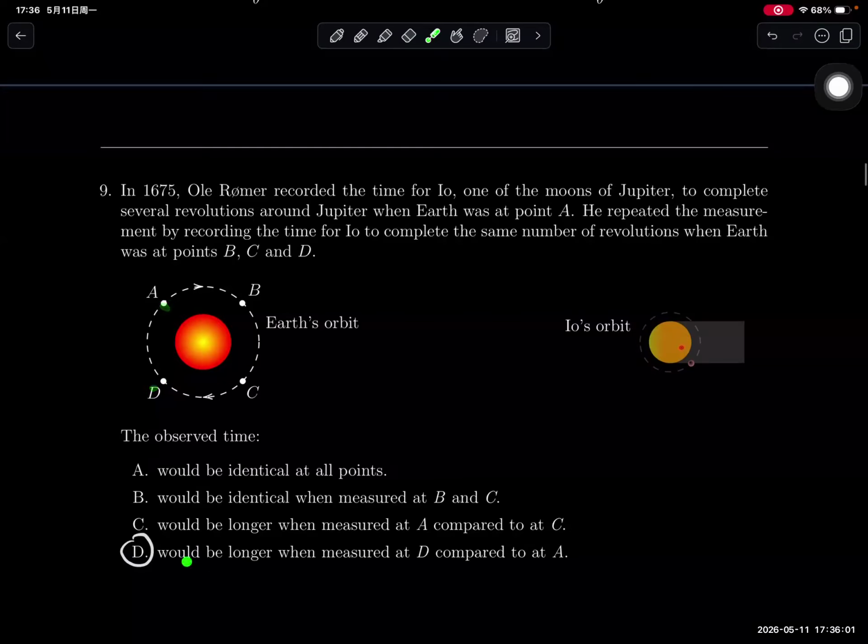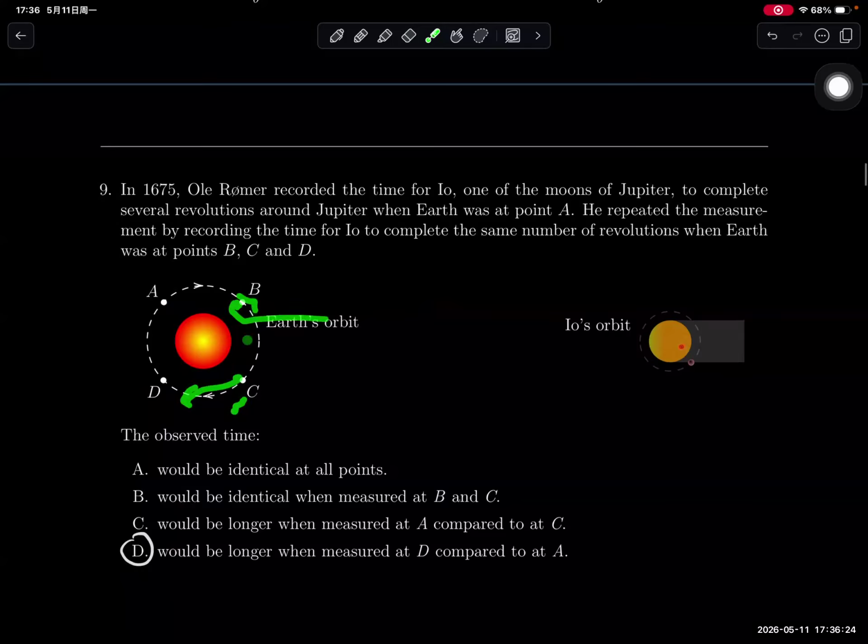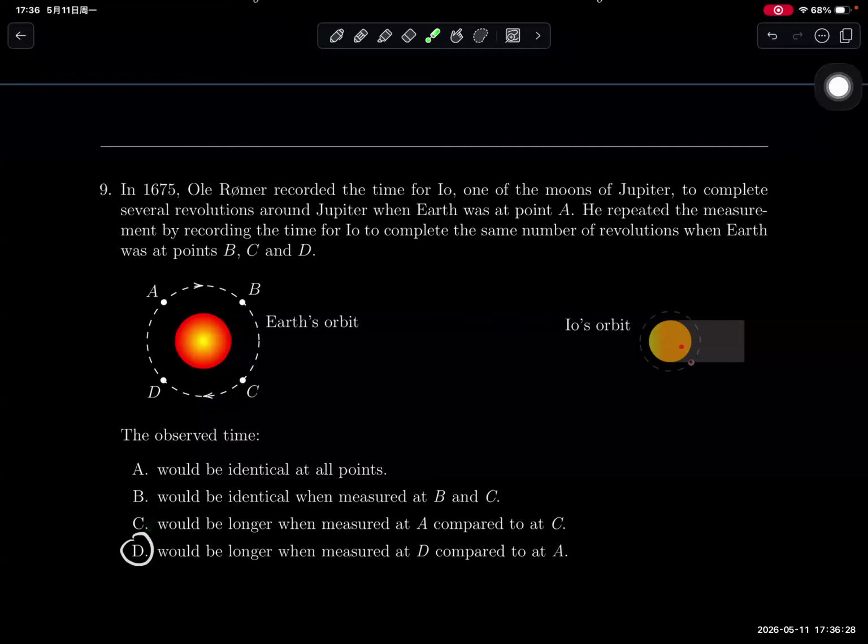Selection A says it will be identical in all points. That's wrong. It won't be identical because the relative motion of Earth and Jupiter is not identical at B and C. At B, Earth is moving towards Jupiter and at C it is moving away. So at B, the time will be smaller, and C will be larger. And C is the direct opposite of selection D, so the right answer is D.